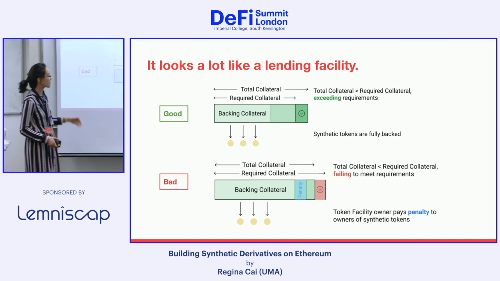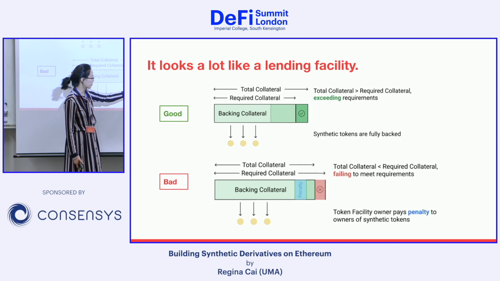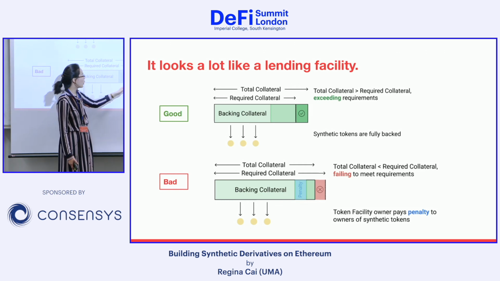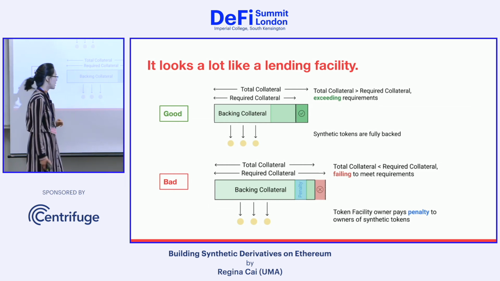In the bad case, here what I've shown is where the required collateral is here, but the total amount of collateral only goes up to here. So they're failing to meet these requirements.